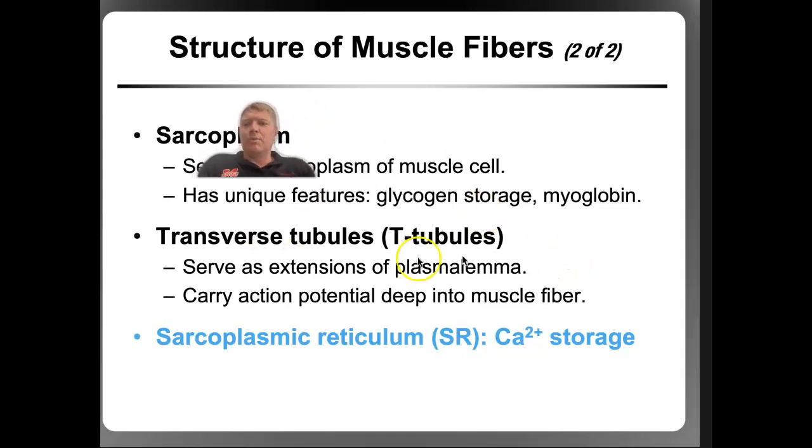Your transverse tubules serve as extensions of the sarcolemma, and those carry the action potential deep into the muscle fiber. I've got a picture for all this in just a second. And then the sarcoplasmic reticulum is your calcium storage. Those are all the terms that we're going to need to know, and there's still some more coming. But we'll go into more details about each individual one. So that's your vocabulary for the chapter.